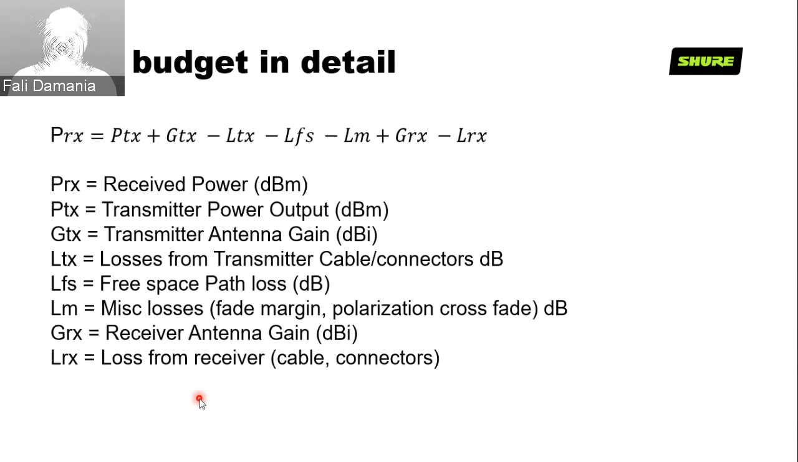And to this, you'll add the receiver antenna gain. Again, if there's a forward gain, if there's some amplifier on the antenna, and minus, again, the loss from the receiver side connectors and cables. So both are the same formula. One is a more broad-based formula, and the second one is in a little more detail.